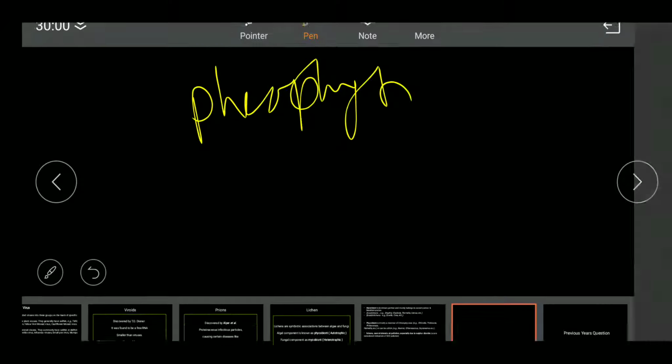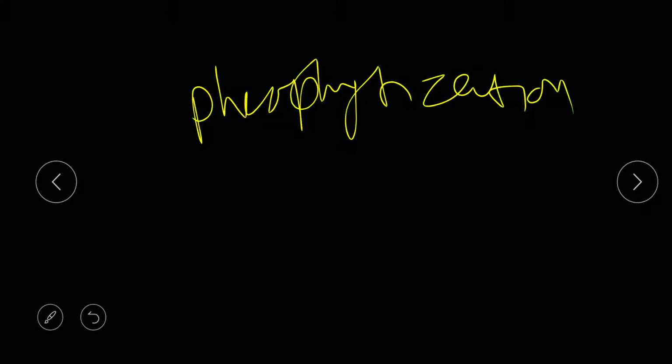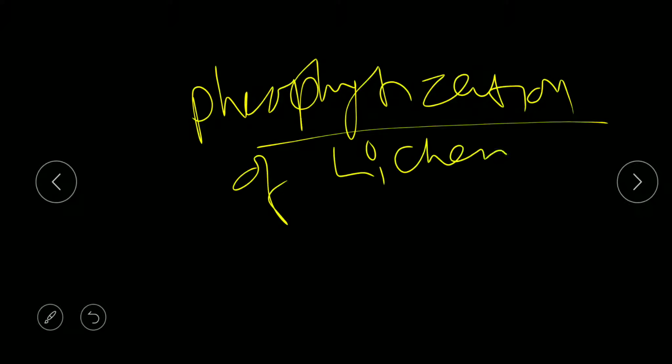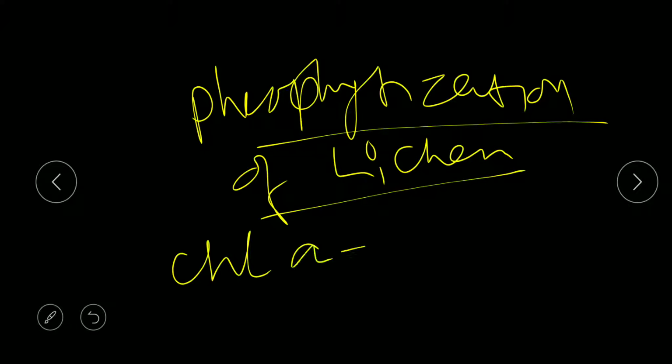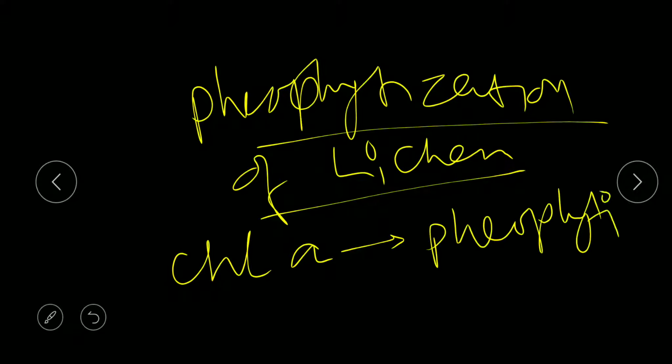Okay, so this is with respect to lichen. Remember, they are SO2 pollution indicators, and this phenomenon is known as pheophytization of lichen. Pheophytization of lichen means conversion of chlorophyll A into pheophytin, that you should remember.